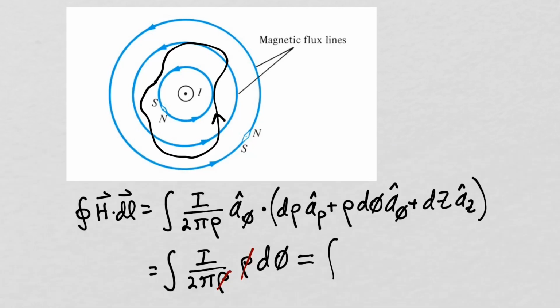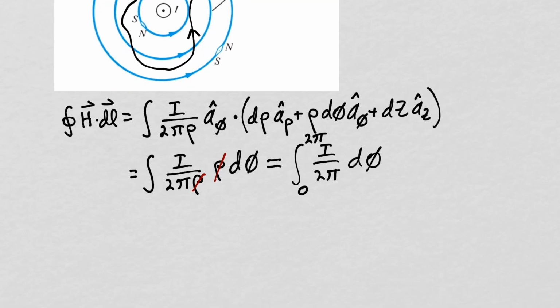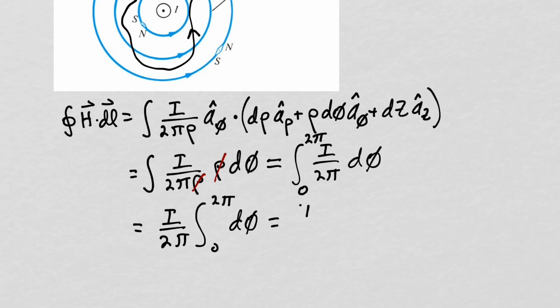of I over 2 pi d phi, and so we're only integrating with respect to phi, so to go completely around our closed path, we'll go from 0 to 2 pi. So we can take the I over 2 pi out of the integral, so we'll have an I over 2 pi.